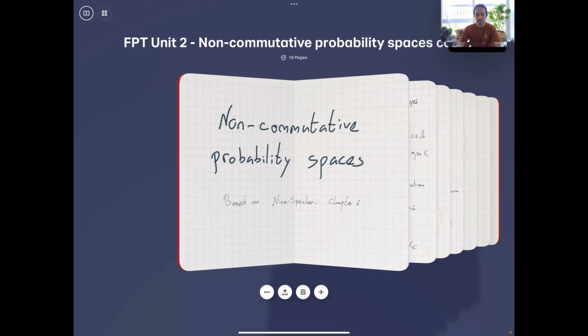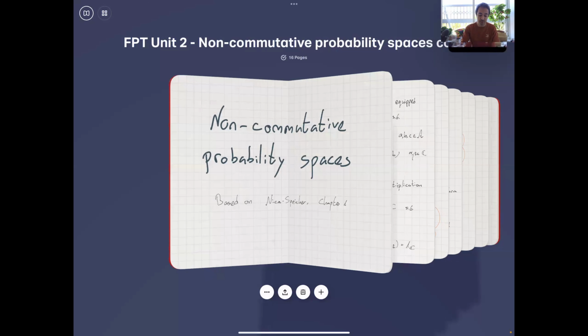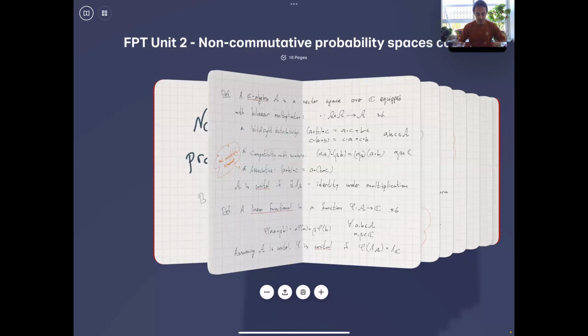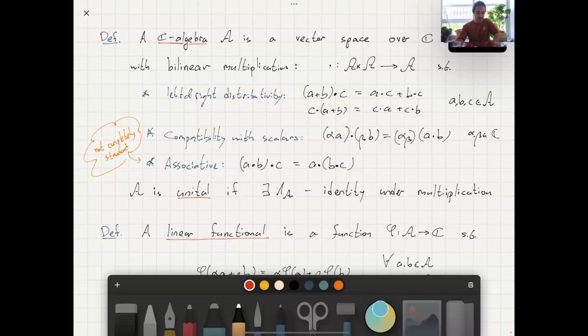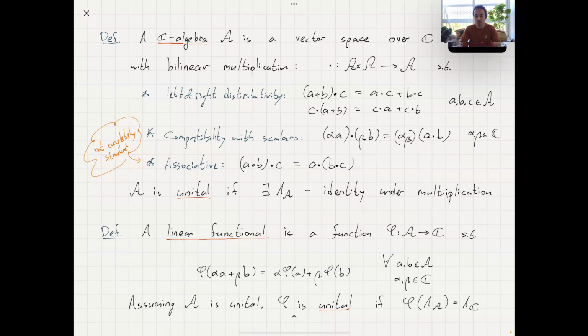Okay, so this part about non-commutative probability spaces is heavily based on the course book, which is the Nica-Speicher book. Particularly, it's the first chapter there. As I said, I'm going to assume this course is for theoretical computer scientists, so I'm not going to assume you know much or anything about, or at least maybe you have seen it, but don't assume much working knowledge about algebras and so forth.